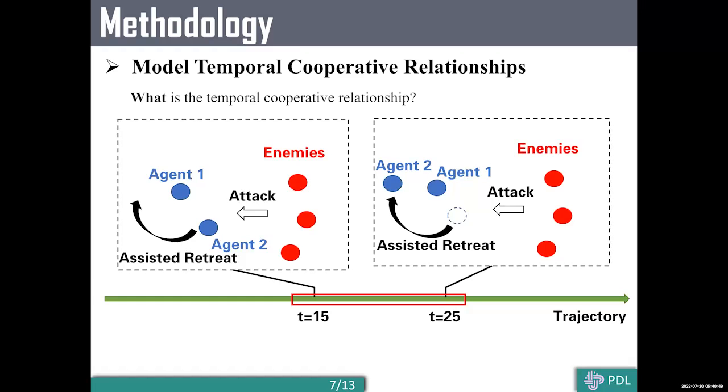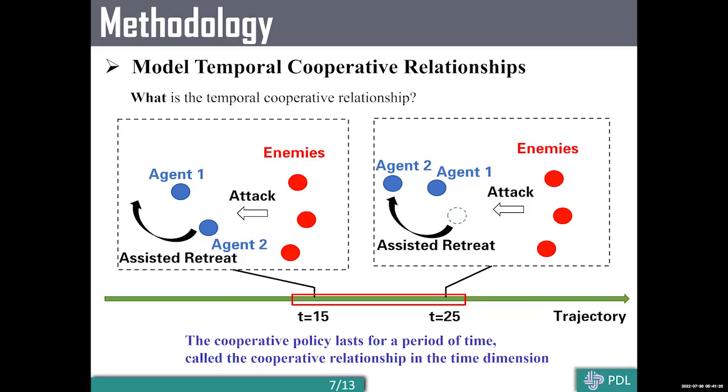Taking an existing retreat policy in the following game as an example, agent two is under attack and needs to retreat behind agent one, and agent one needs to provide the cover policy. It can be observed that this policy only occurs during the period of time step 15 to 25, rather than lasting for the entire game. This means that the cooperative policy will last for a period of time, which is called the temporal cooperative relationship.